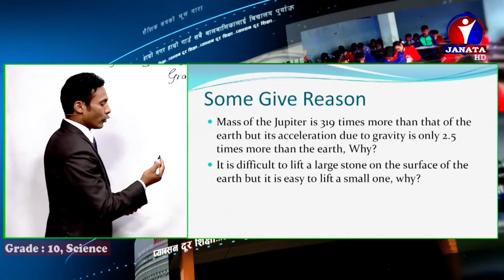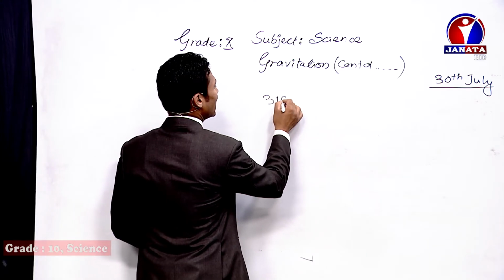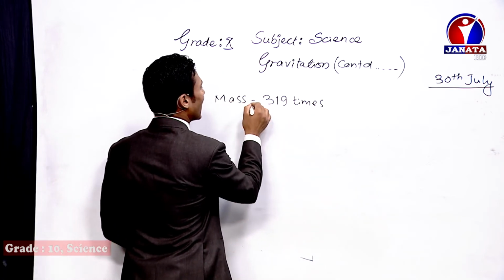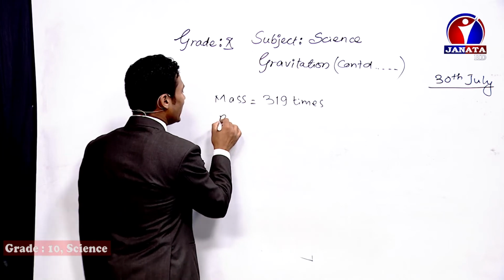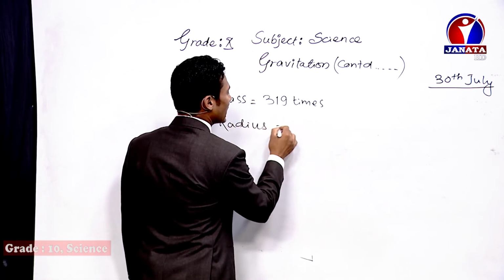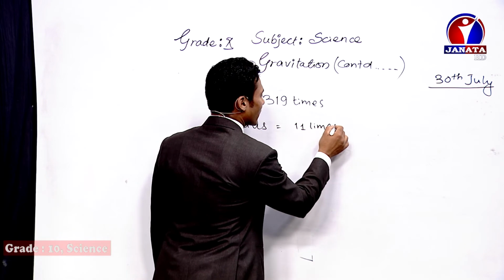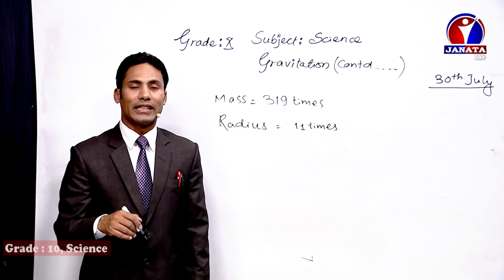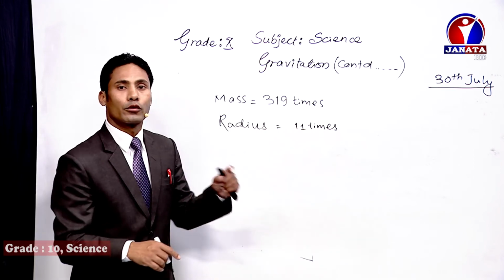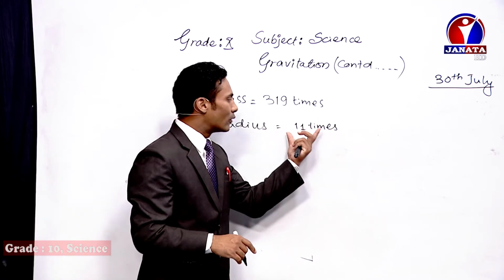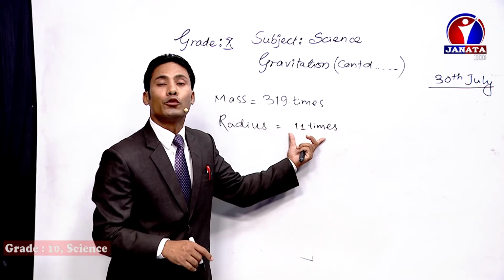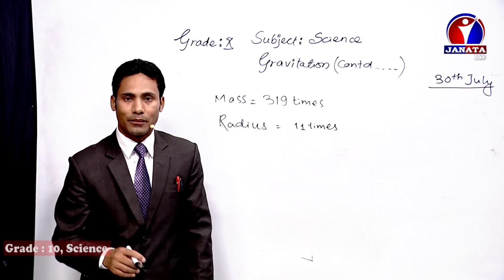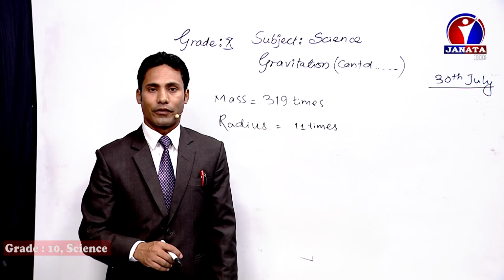That means though the mass is 319 times greater, its radius is also 11 times greater than the radius of the Earth. And I have already said acceleration due to gravity is inversely proportional to the square of the radius. That means due to this larger radius of Jupiter, the acceleration due to gravity is only 2.5 times greater than the acceleration due to gravity of the Earth.